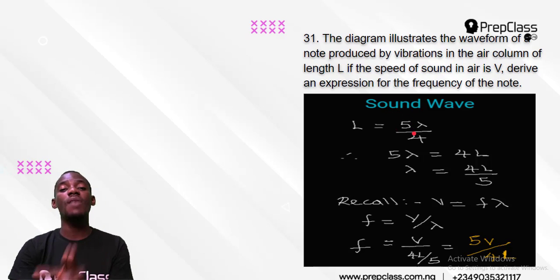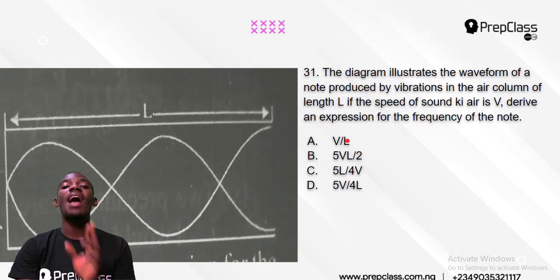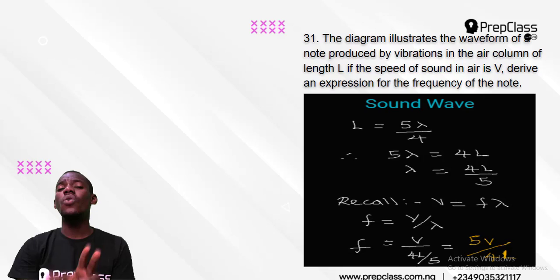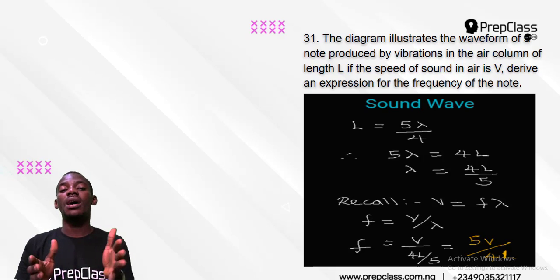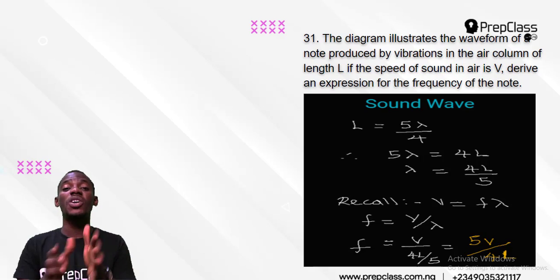That's the 5 wavelengths over 4, and that is what I use for solving this kind of drawing. The length is 5 wavelengths over 4, and that is the way you solve it. Now, don't forget that. That will later be explained. We will explain each of these types of sound wave in some other video and clarify them.